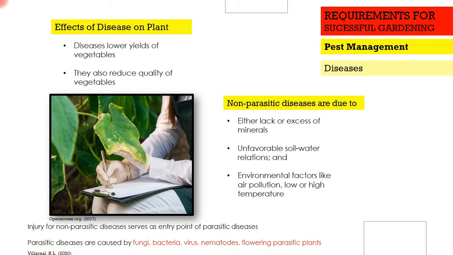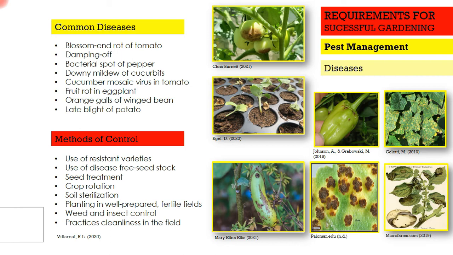Parasitic diseases are caused by fungi, bacteria, virus, nematodes, and flowering parasitic plants. So, for the common diseases we find in our garden, if you're planning to garden, please be notified of these. We have the blossom end rot of tomato, which creates a major blemish in your tomato.